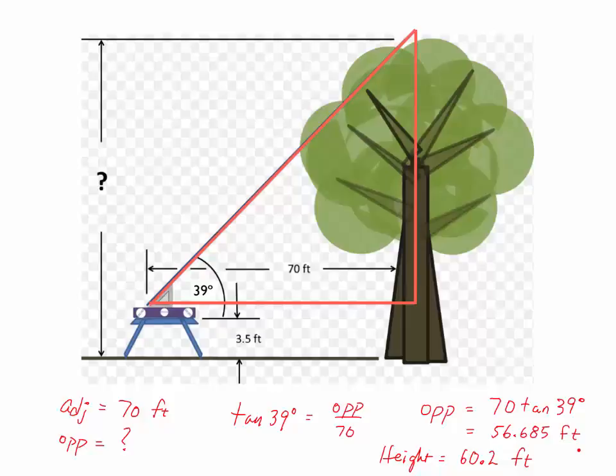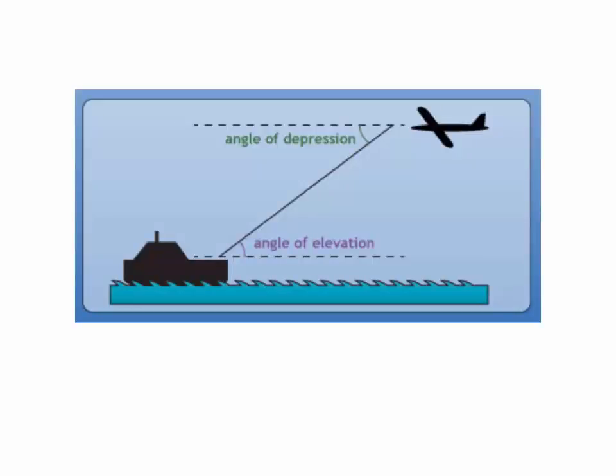Questions on that example? Okay, so that's an idea of angle of elevation. Any angle swept up from a horizontal line. So then there's angle of depression, which is any angle swept down from a horizontal line.